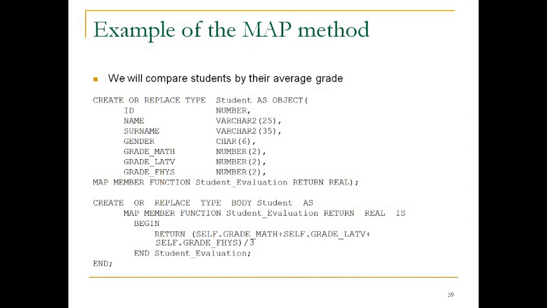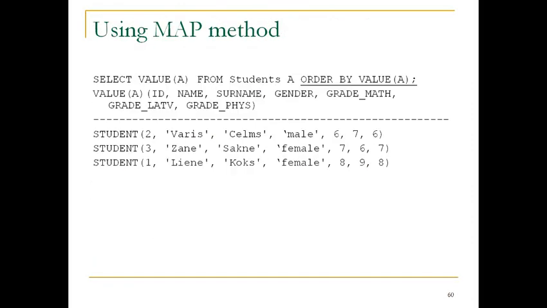Again, this will be the only function. Student evaluation, it will return the real value. The calculation, of course, will be the same, only this value won't be given to the average grade attribute, but it will be returned as a result of the function. So grade math, so grade Latvian, these are added together, divided by 3. And that's all we need to do. After we have defined such a function, we can order students in the following way.